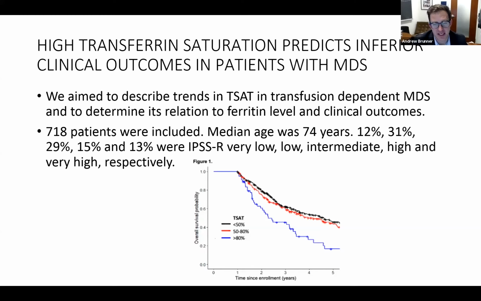So in this study, patients who had greater than 80% transferrin saturation had pretty poor overall outcomes. And these were mostly very low and intermediate risk patients, so people for whom red cell transfusions are their main source of need. And so it may suggest a group that we need to identify new research studies for specifically.